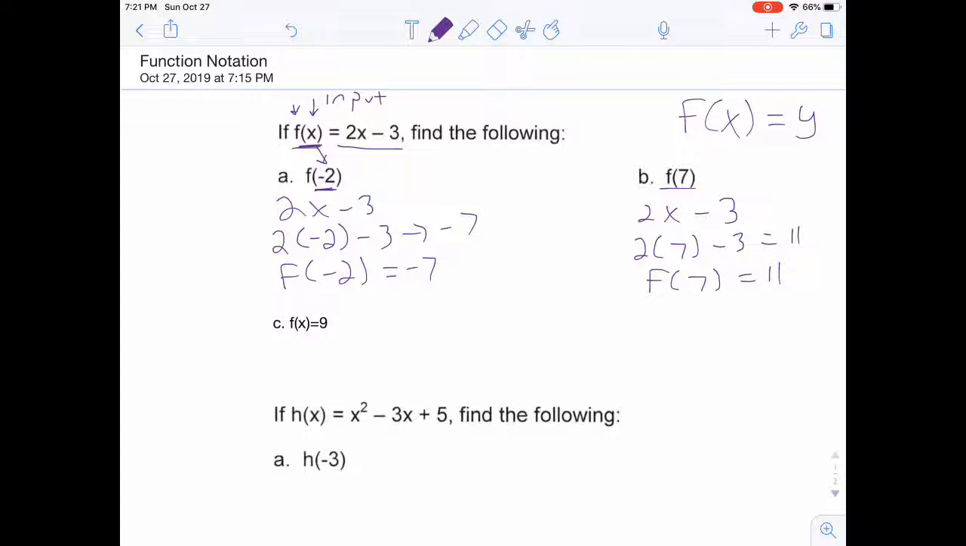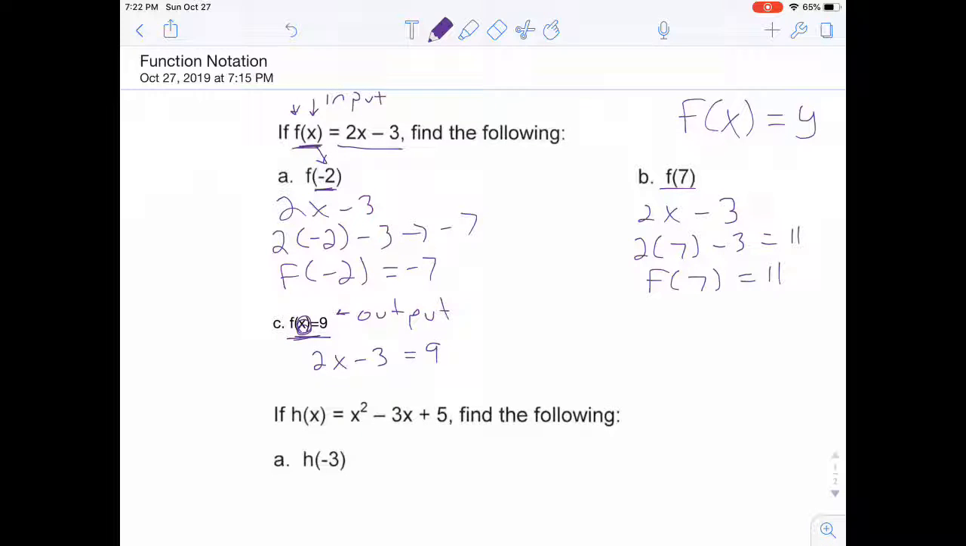Sometimes I may have f of x equals 9. In this case, the 9 is my output, and I need to figure out what the input is to give me the output of 9. So since f of x equals 2x minus 3, what I'm going to do is take my function, set it equal to 9. Now again, if it was inside the parentheses, I would have plugged it in for x. But since it's outside, it's set equal to 9. I'm looking to see what this input is.